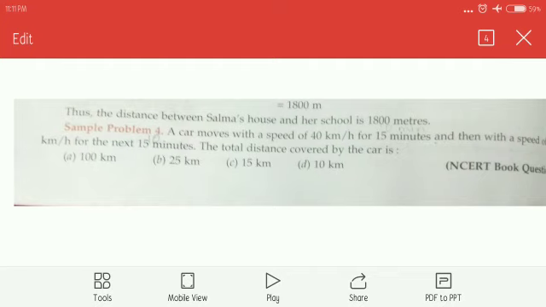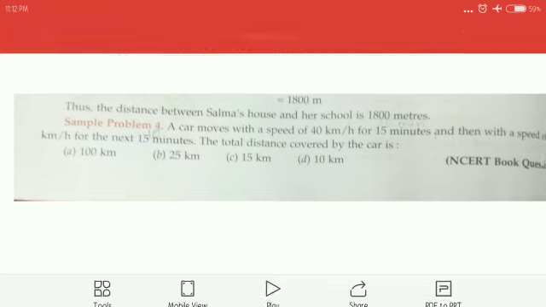So here you see both the time is same, 15 minutes and 15 minutes. But in the first half the speed is 40 km per hour, for the first 15 minutes, and for the second 15 minutes the speed is 60 km per hour. So we have to find out the total distance.